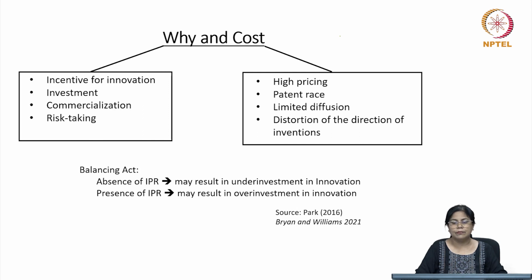The studies have also pointed out that providing patent protection may actually lead to a kind of race among the firms, and the race among the firms would be to get the patent in a particular sector or in a particular technology. They might be overspending. They might be spending too many resources, not only on the innovation itself, but also on getting the patent itself.